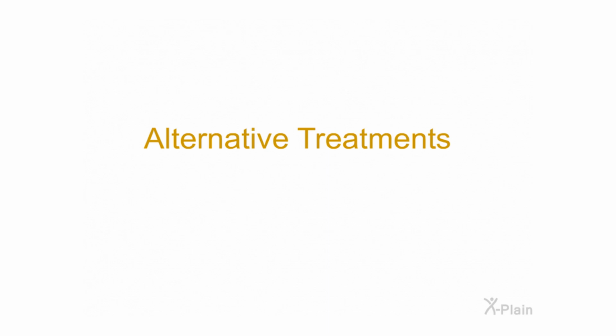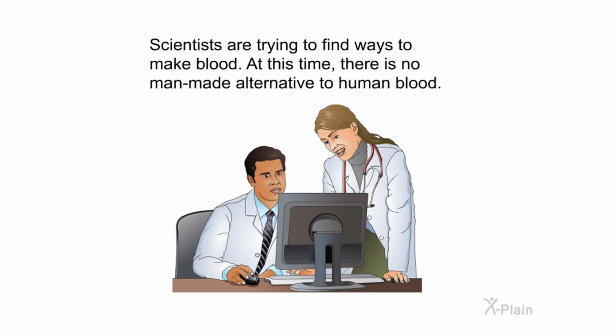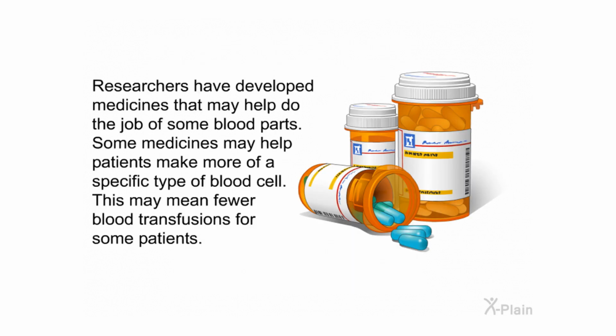Alternative treatments. Scientists are trying to find ways to make blood. At this time, there is no man-made alternative to human blood. Researchers have developed medicines that may help do the job of some blood parts. Some medicines may help patients make more of a specific type of blood cell. This may mean fewer blood transfusions for some patients.